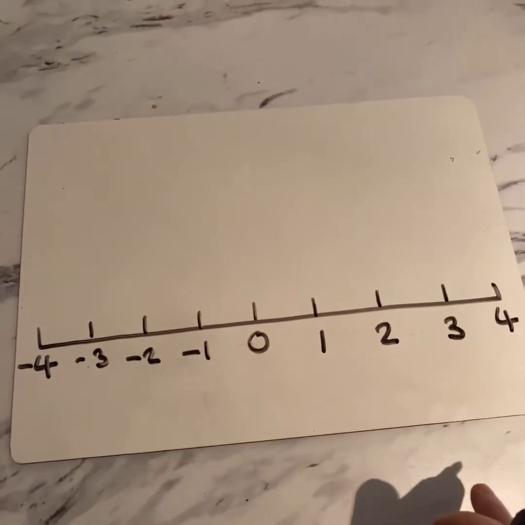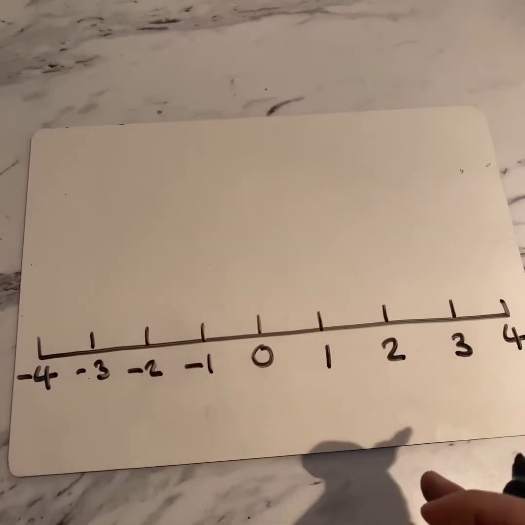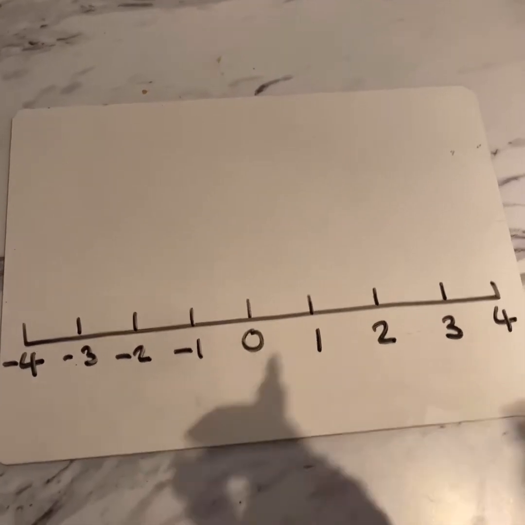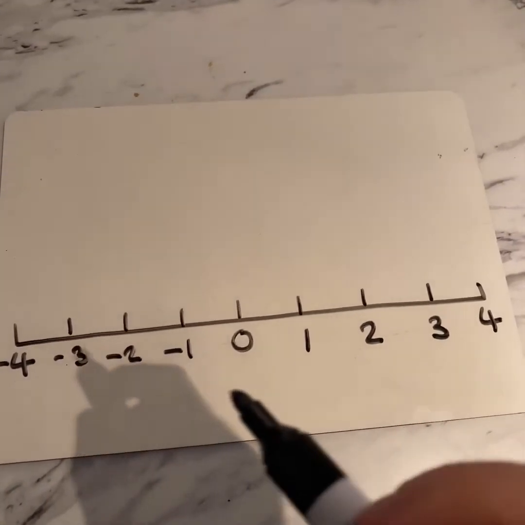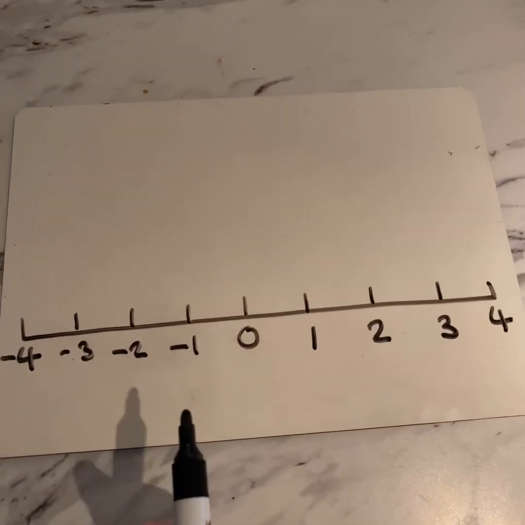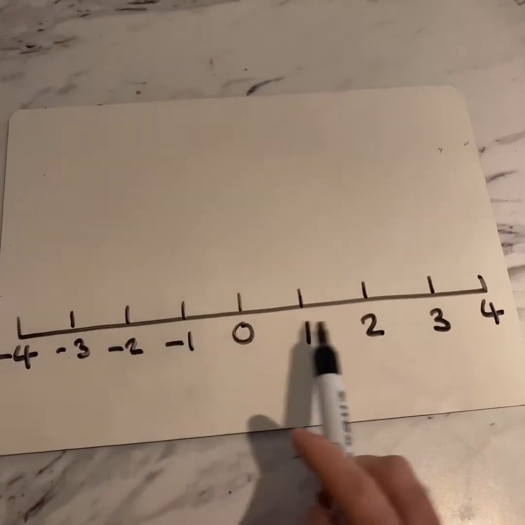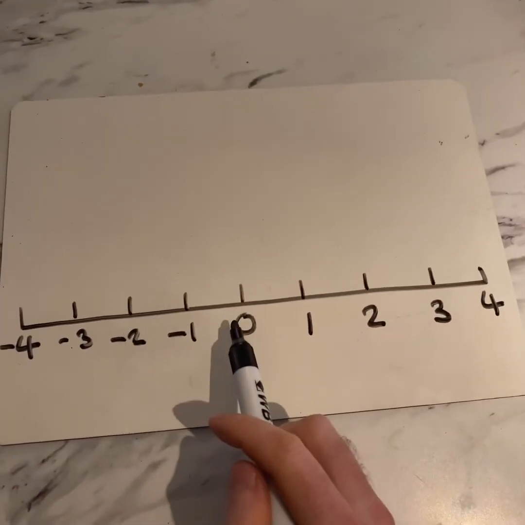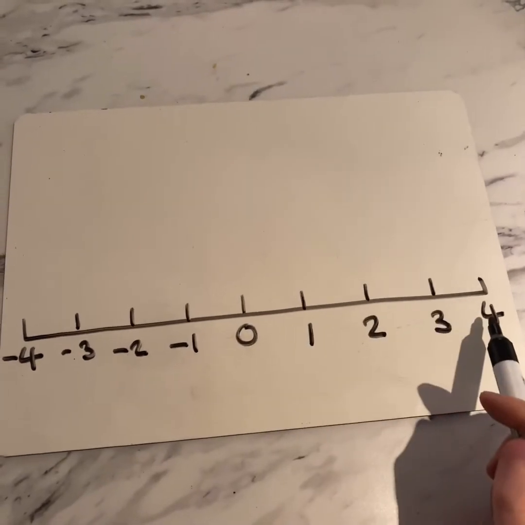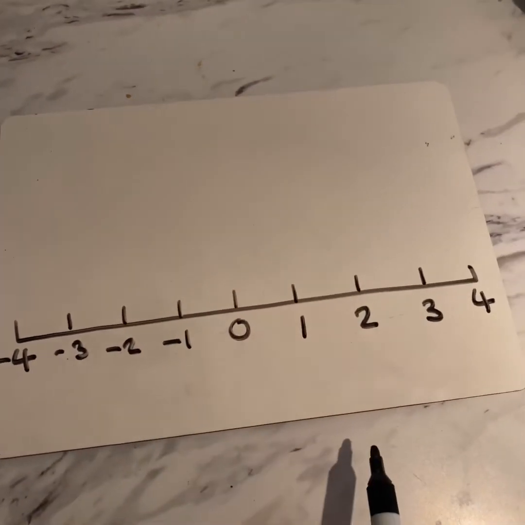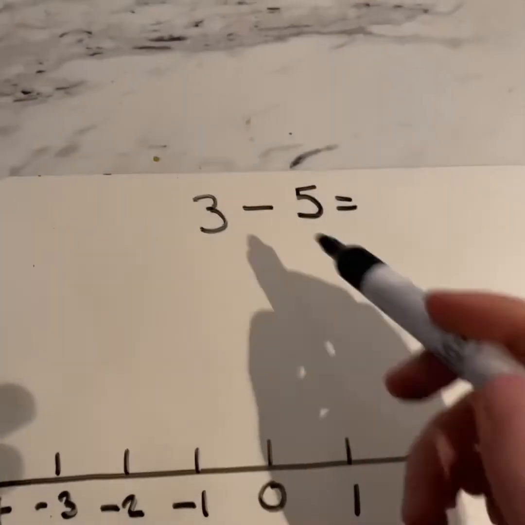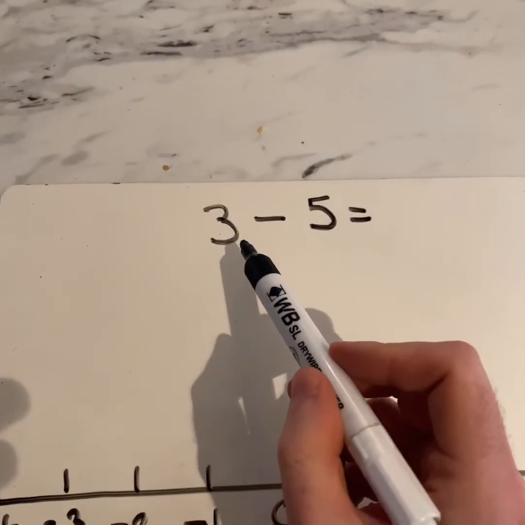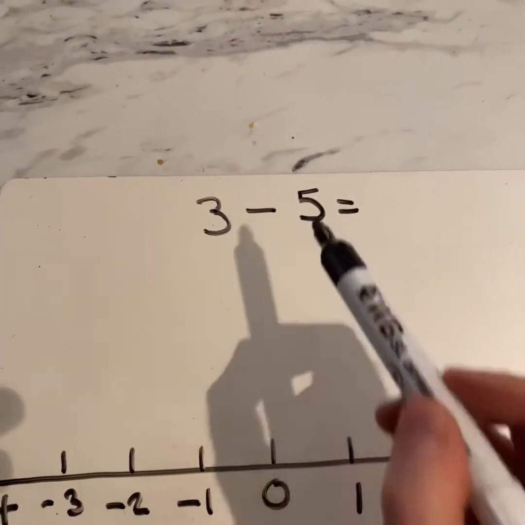What we're going to do then is try to solve some subtraction problems. That means takeaway problems, which involve negative numbers. And a good way to do this is to draw yourself out a number line with 0 in the middle. Maybe we could go up to 4 and then down to -4. So the first problem I'm going to write here is 3 take away 5.